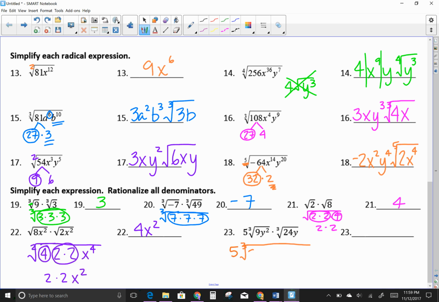But 9 is 3 times 3. And 24 is 3 times 8. So I have 3 3's. And I have an 8, which is a perfect cube. And how many y's do I have? I have 3 of them. So that gives me 5. One 3 comes out. The cube root of 8 is 2. And 3 goes into 3 one time. So this is going to give me 5 times 3 times 2, which is 30y. Okay? All right, moving along.